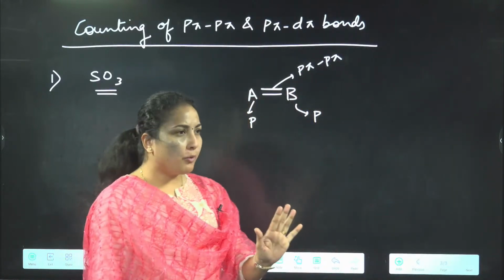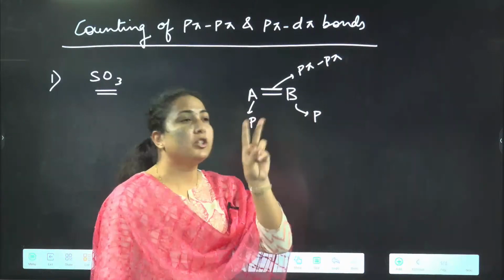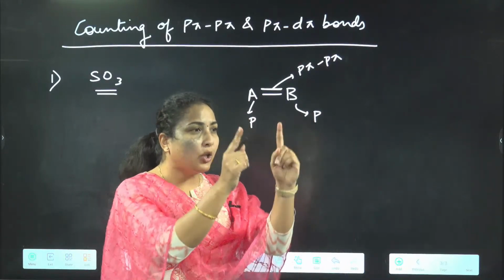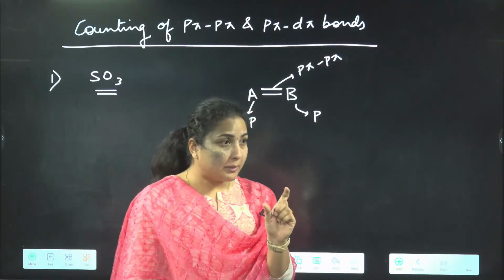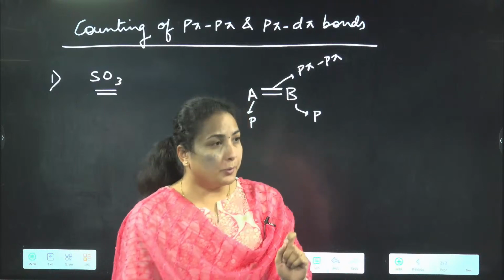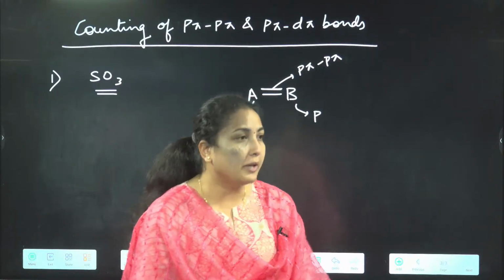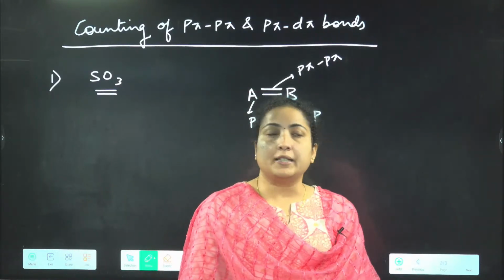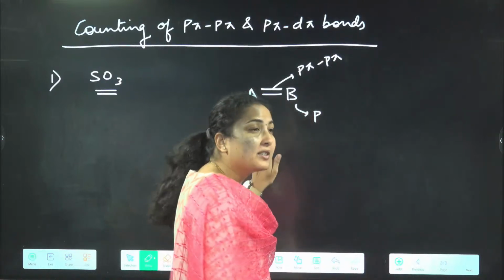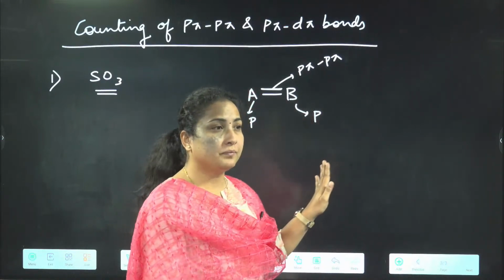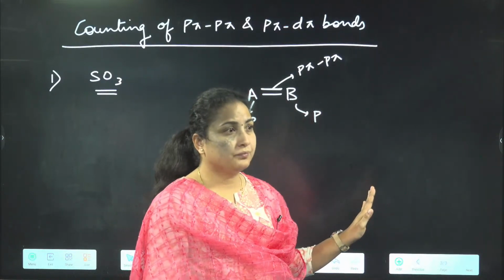Simply, pi bond formation between the two atoms, and what these two atoms are bringing, their p orbitals. Pure p orbitals, I am saying pure p in the sense the p orbitals which have not undergone hybridization. Getting it? Did we understand this first thing what I am trying to say? What is p pi here? Is it clear?